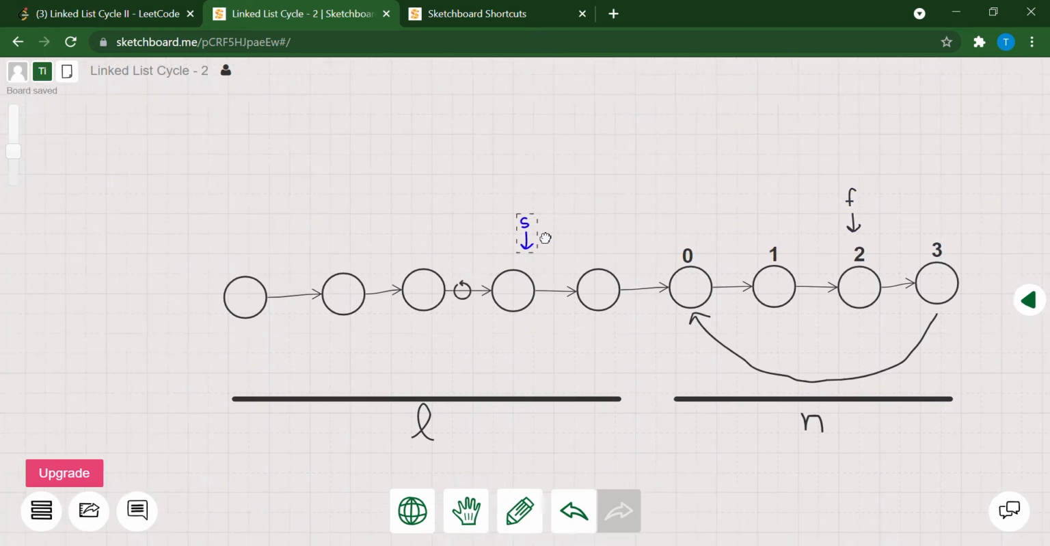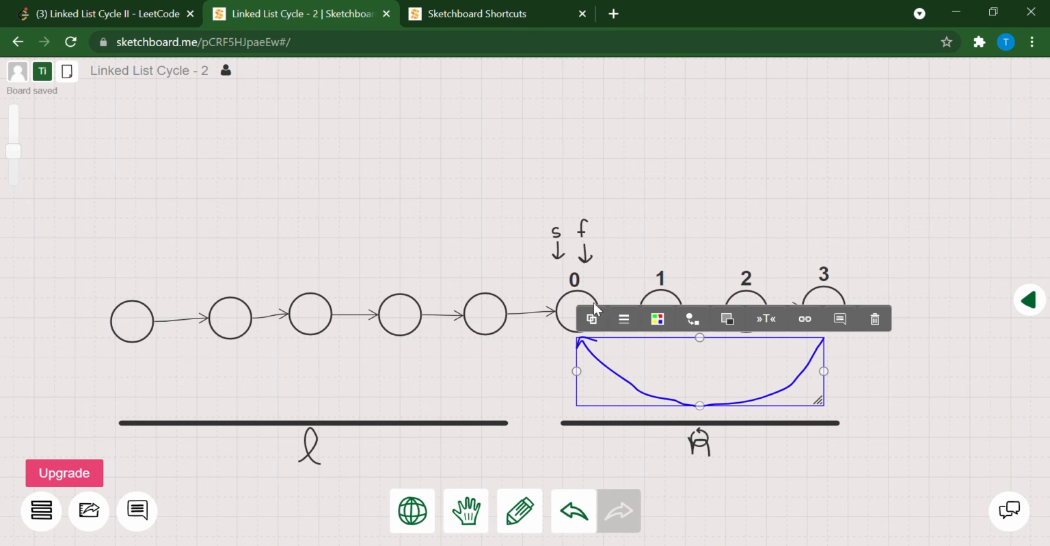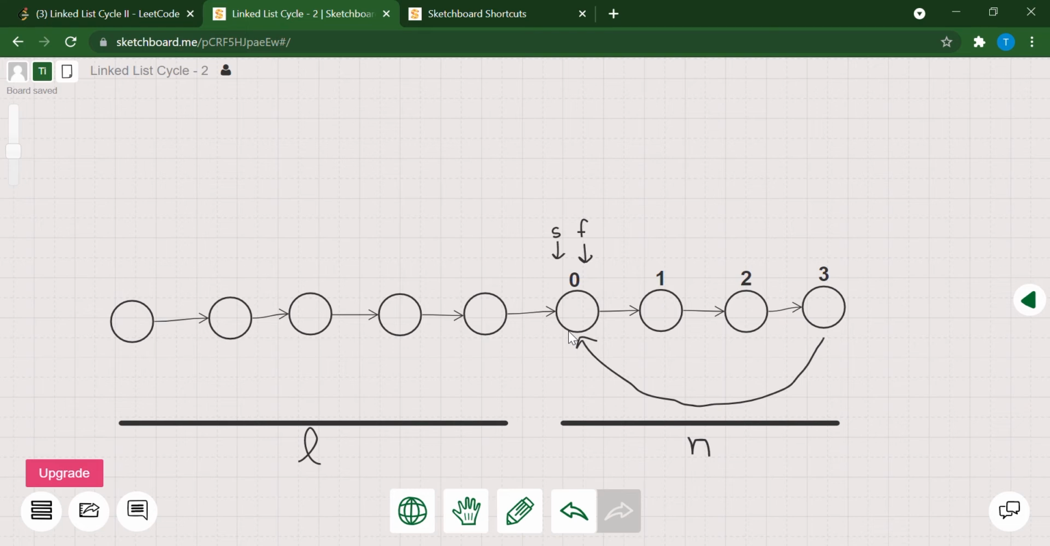This continues, the slow pointer moving one node and the fast pointer moving one node, until the final iteration. And what we see here is that both of them coincide again, and this is where I want to stop. When they coincide again, they will always coincide on the node where the cycle starts. So all I need to do is return this node now. And that's basically the algorithm to solving this problem.